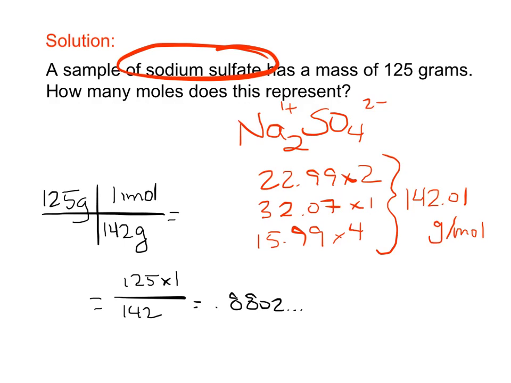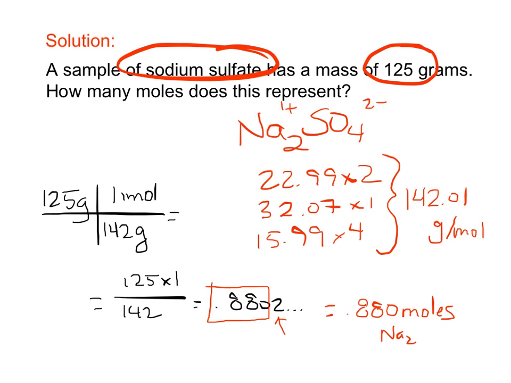And our final answer is 0.8802 something or other. Putting it into sig figs, we should have 3 sig figs in our answer because we've got 3 sig figs in the number 125. So we take a look at this. Here's our 3 sig figs right there. That number right there says round it down, so our final answer is 0.880, and our unit is moles of Na2SO4.